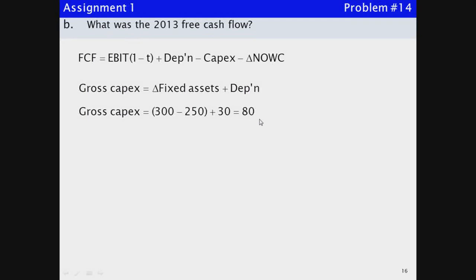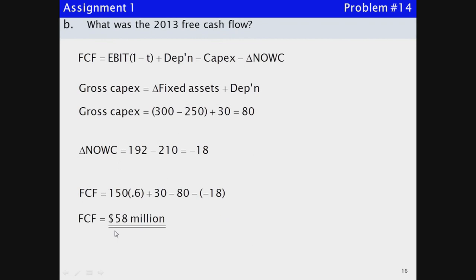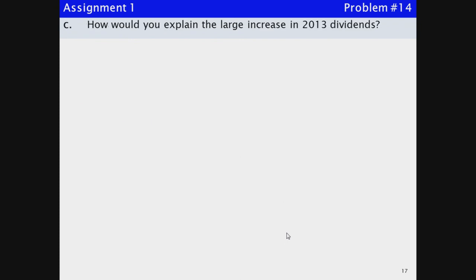Notice I'm putting everything here in millions. The increase in net operating working capital is actually a decrease, minus 18, and therefore the free cash flow is 150 million times 0.6. That's EBIT times 1 minus T, plus the 30 million of depreciation. Subtract off the 80 million of CapEx. Subtract the negative, the decrease of 18 million, so it's actually adding 18 million, and we get free cash flow of $58 million. And this ends part 2 of assignment 1.